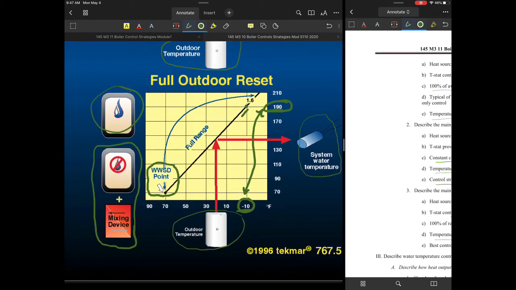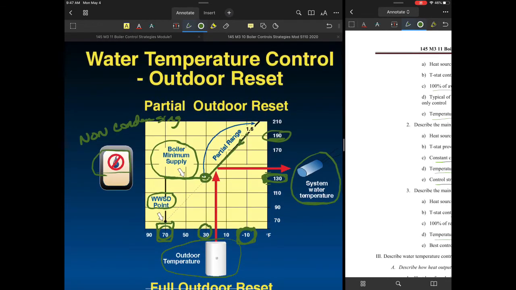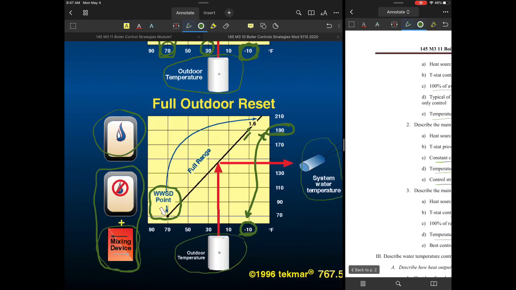So this could be a system where we say we're going to use partial outdoor reset, like we had up here for a non-condensing boiler, but we're going to do full outdoor reset out into my system. So this is where this mixing device, like a three-way mixing valve that automatically changes the supply water temperature, and it goes out into the system at something lower than what it was at partial outdoor reset.